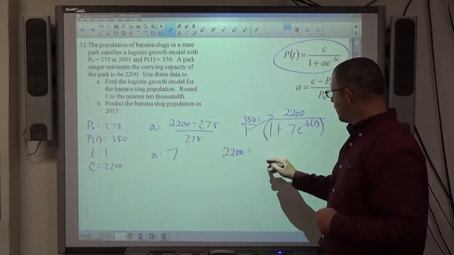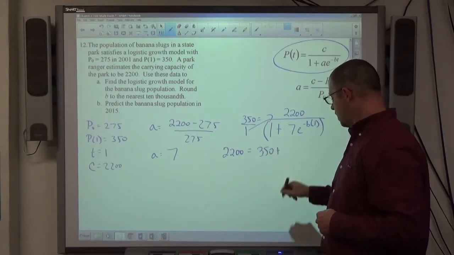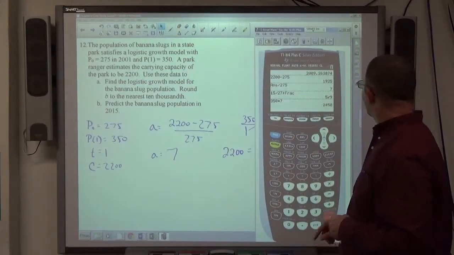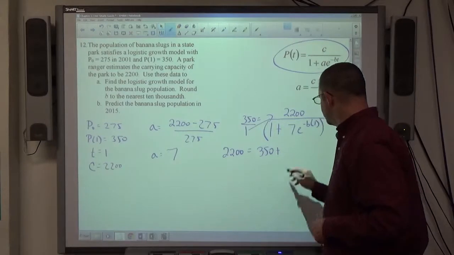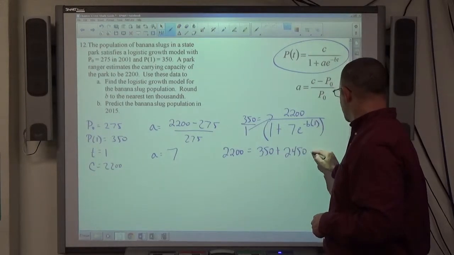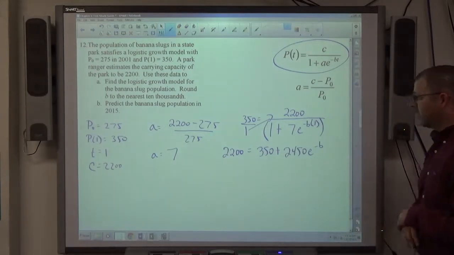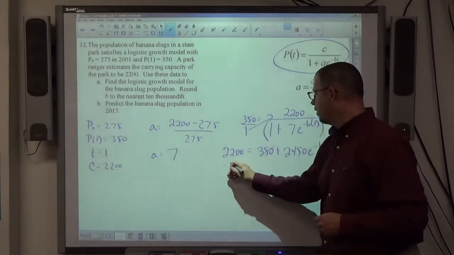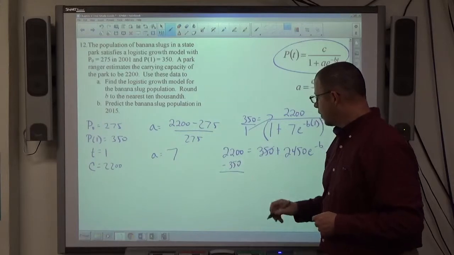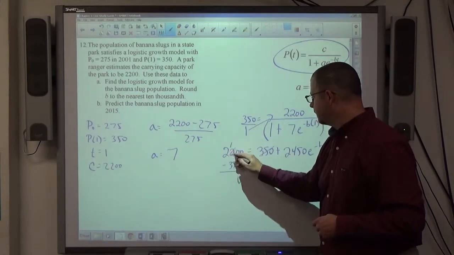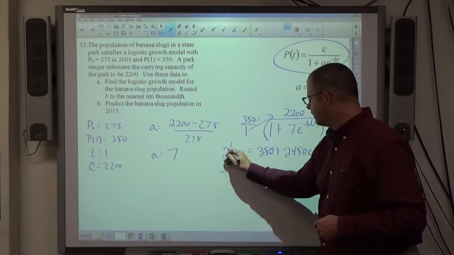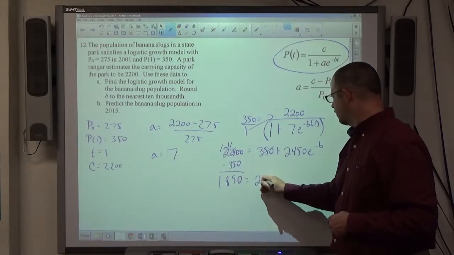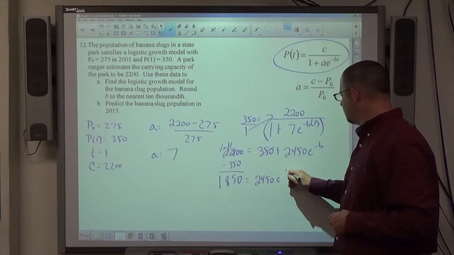The harder side, 350 times 1 is 350. 350 times 7 is 2,450, e to the negative b. Alright, so to finish solving this, I want to get e to a power equal, so move the 350 over here. So 2,200 minus 350. 1,850 is equal to 2,450 e to the negative b.